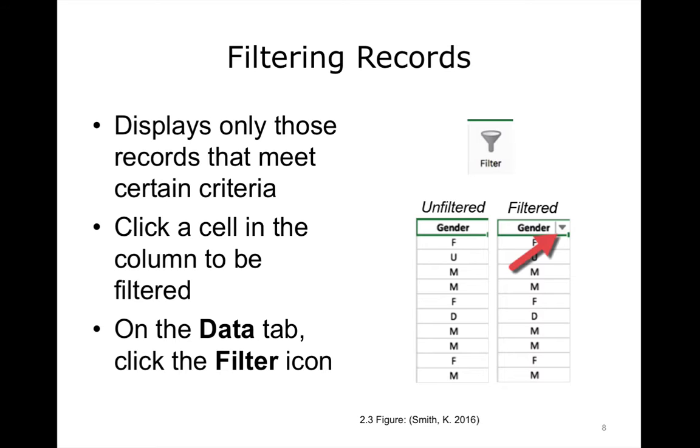Excel's filter function lets you display only records that meet certain criteria. To filter records, click a cell in the column to be filtered. In this case, we are using the gender column, and then click the filter icon on the Data tab. Nothing will appear to happen other than a drop-down arrow will now appear at the right hand of the column heading, indicated here with a red arrow.